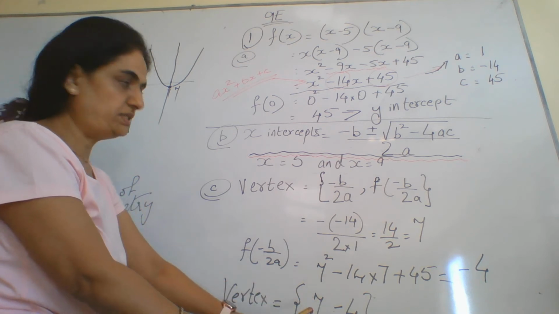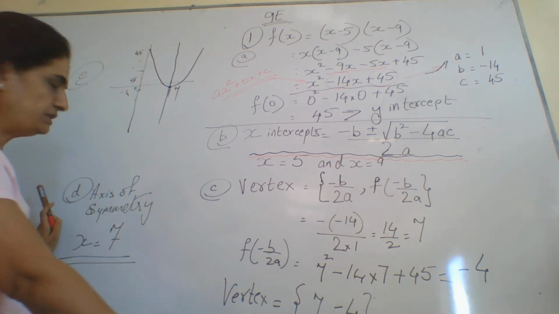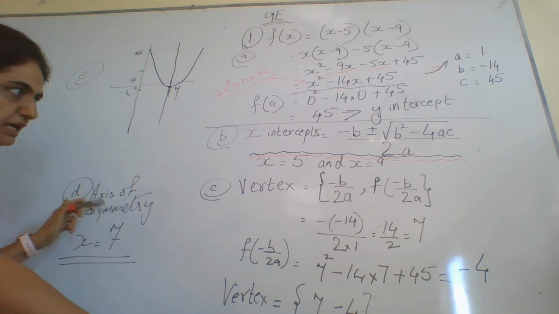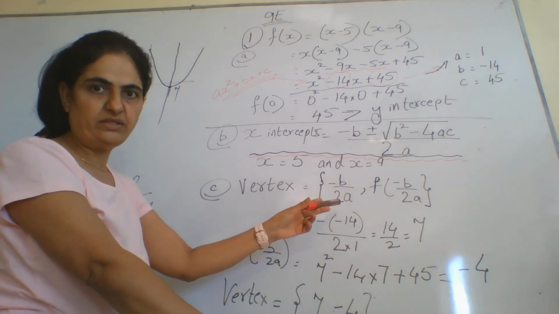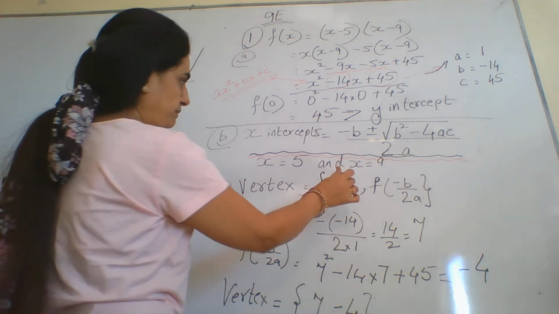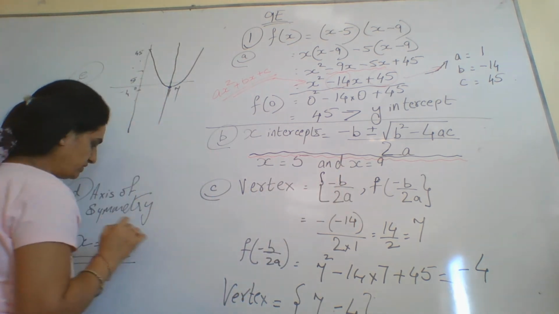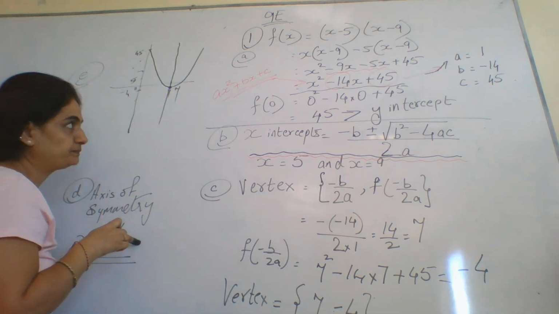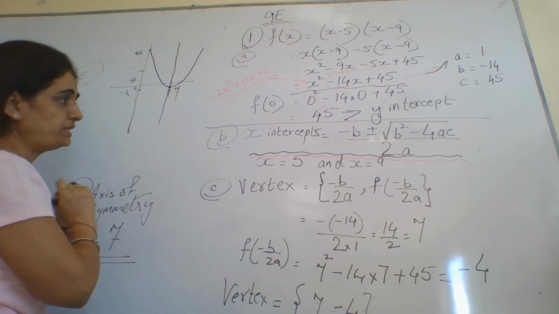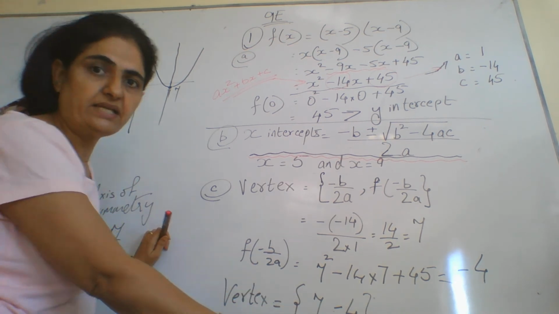So the vertex lies at (7, minus 4). That's your C answer. The next question, D, is the axis of symmetry. Now, the axis of symmetry we have already found out by using this value, minus b over 2a. So the axis of symmetry here will be 7. Yeah, the next question is sketch a graph.